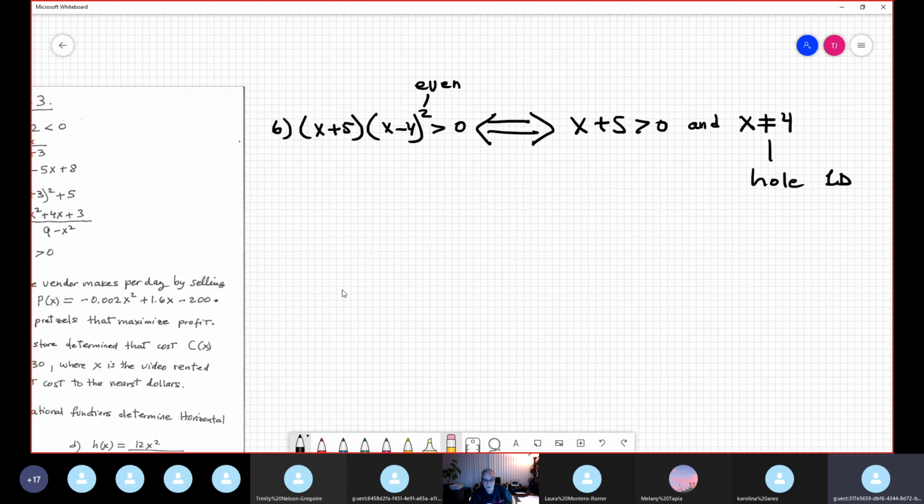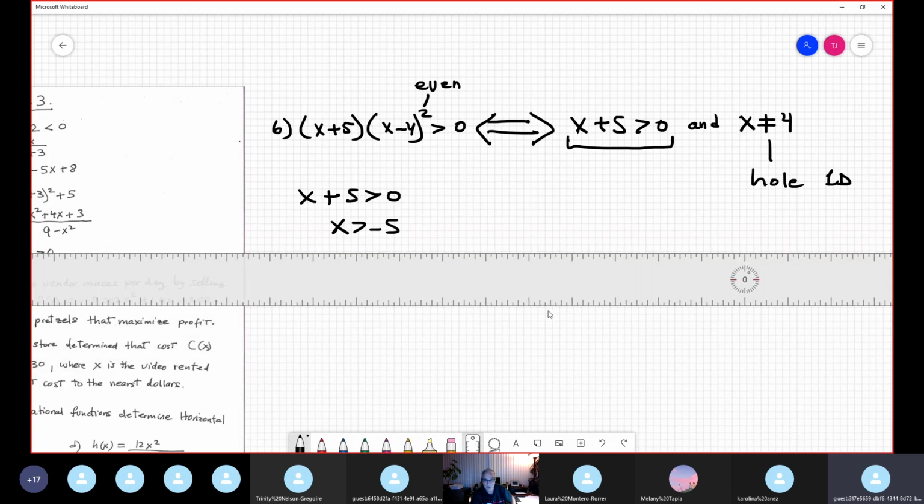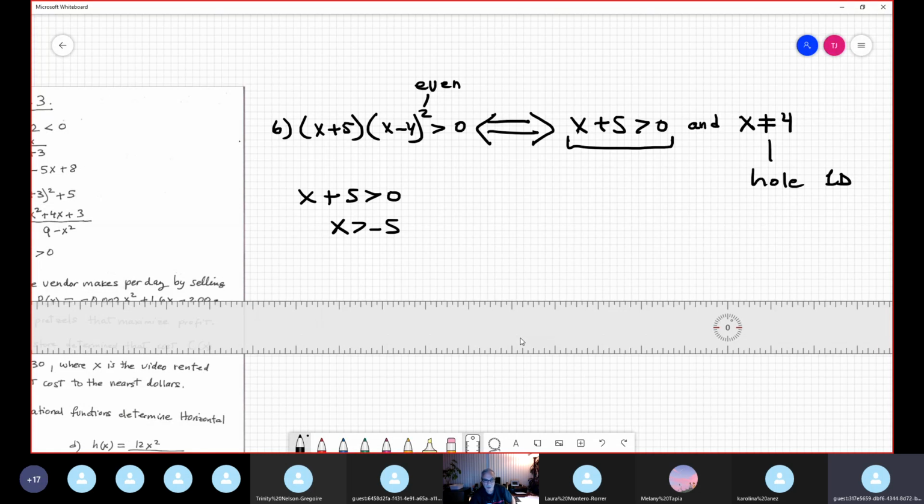So now, again, I solve in mine. I solve in this piece. It says x plus 5 greater than 0. That means that x is greater than negative 5. And not 4. Okay, so in my number line we have, look, boom. This is my ordinary number line.